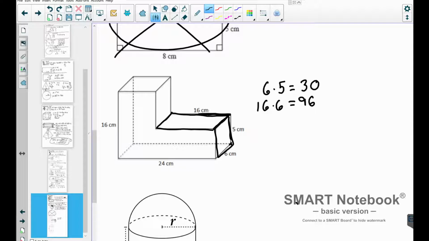Now let's work on this bottom one, the long one here at the bottom. This has a length of 24 times our width of 6. 24 times 6 gives us 144. It is done.